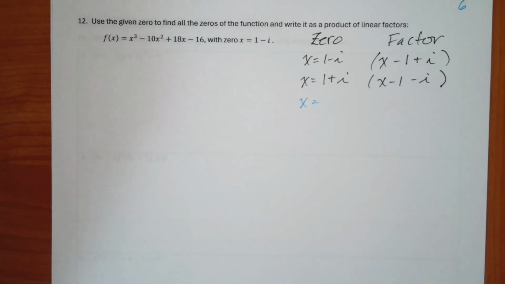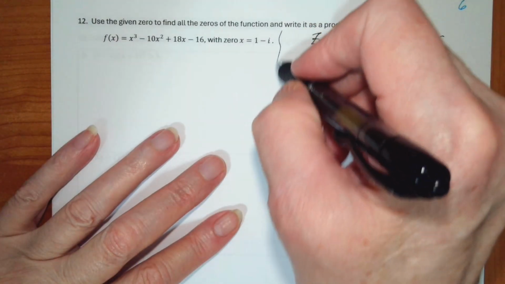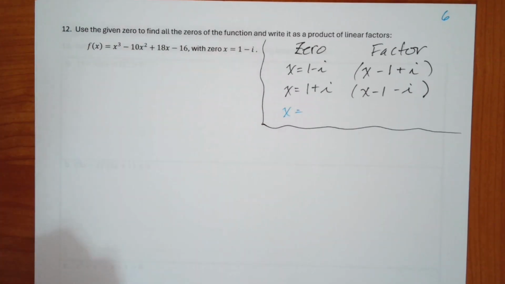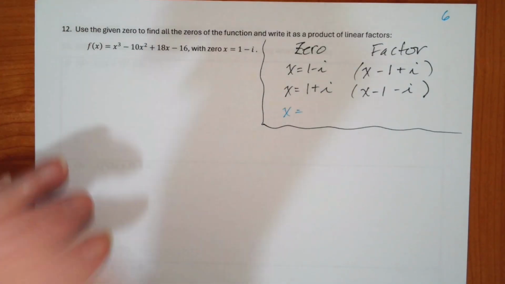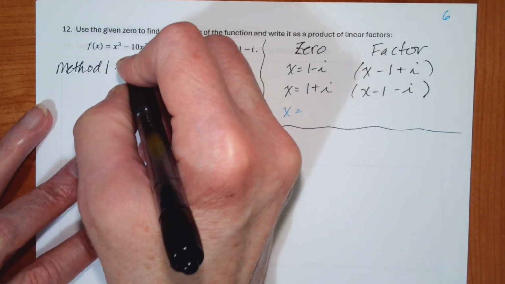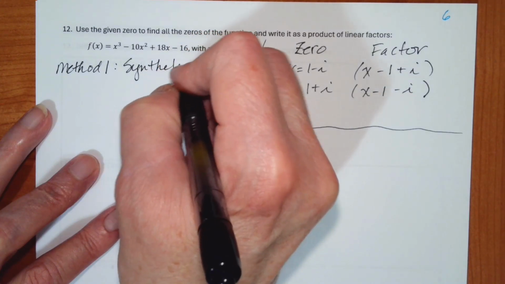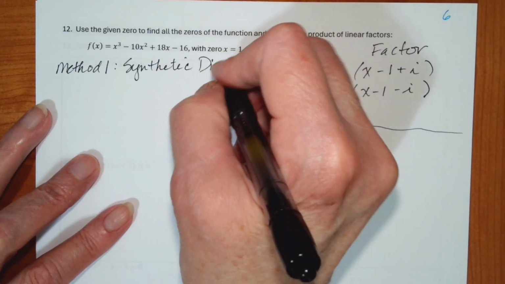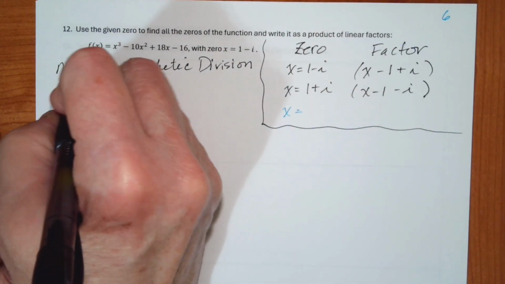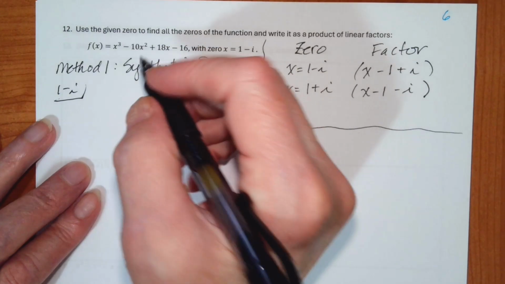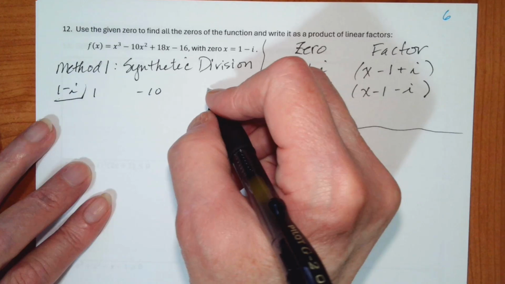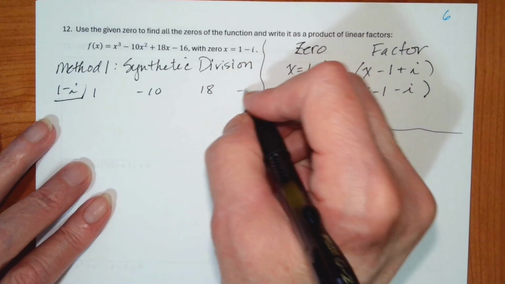Okay, so I'm going to do this kind of like I did the other one. I'm going to put this in a little box here because this is just information that I need to write my answer. All right, method 1: I'm going to use synthetic division. So I'm going to take 1 minus i and divide that in. I'm going to leave myself plenty of room here. 1, negative 10, 18, and negative 16.